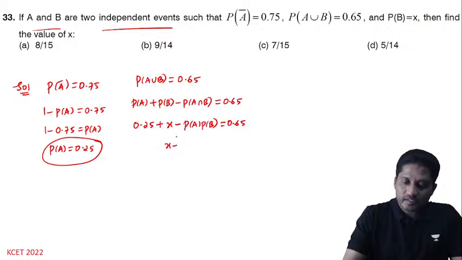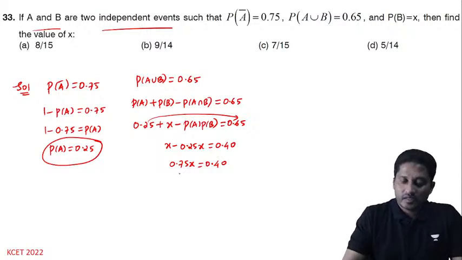This is X minus 0.25X, you shift on the right side. P of A is 0.25, P of B is equal to X. So this is 0.75X is equal to 0.40. Right, now let us simplify this. 0.75 is 3 by 4, right? That is 75 by 100. And then this is 40 by 100.